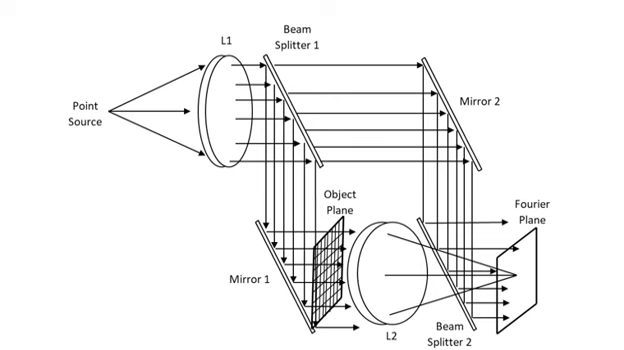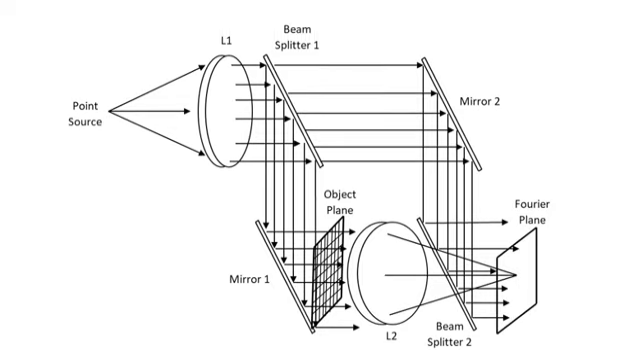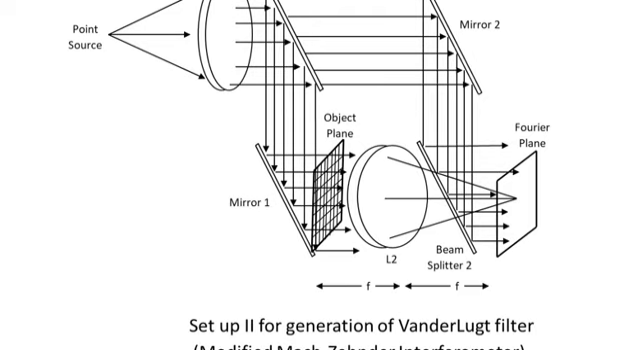The object is placed at the front focal plane of the lens L2. So L2 will generate the Fourier transform of this object at its back focal plane, that is, at the Fourier plane. Now another beam, a plane beam from the mirror M1, is incident on the beam splitter 2 and is directed towards the Fourier plane. So the two beams, the beam from the lens L2 and the beam from beam splitter 2, arrive at the Fourier plane.